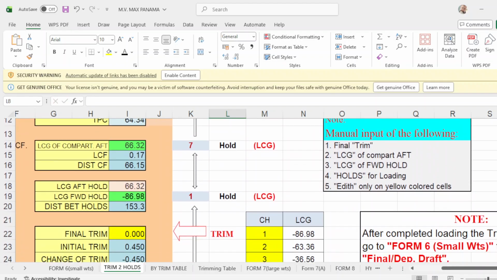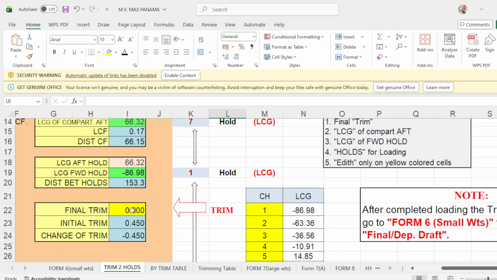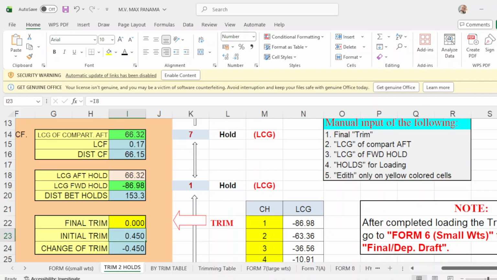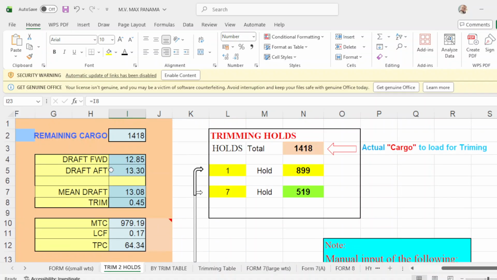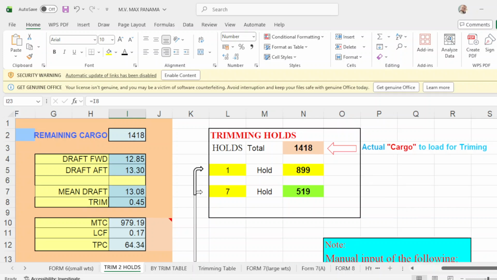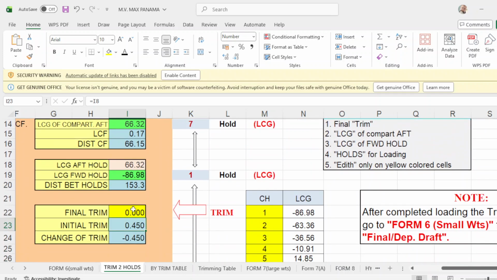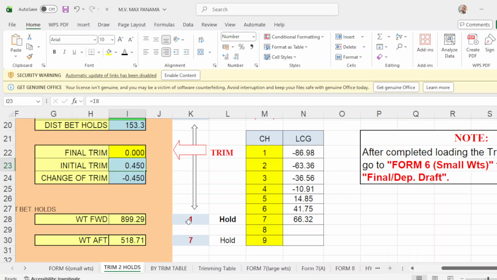Scroll down, and let's say you have no trim because you want to maintain the draft of 13.30. That's why you have to put 0 trim, so that you will maintain the draft of 13.30. This is the summer draft. So you want to maintain this figure of 13.30, so you better make your vessel 0 trim. Now, since you have already put the 0 trim here, your target trim of 0, how much are we going to load in hold number 1 and number 7?